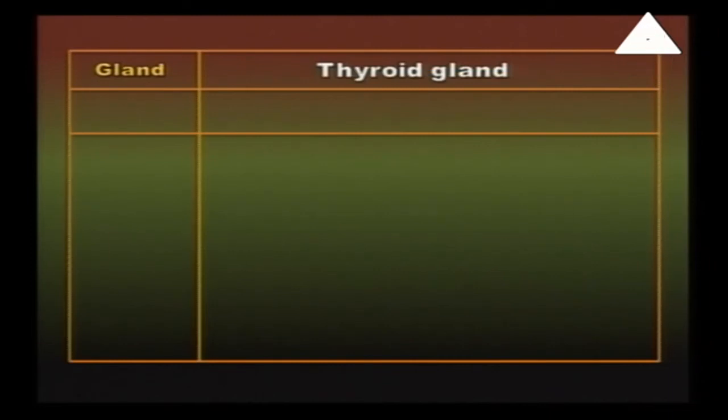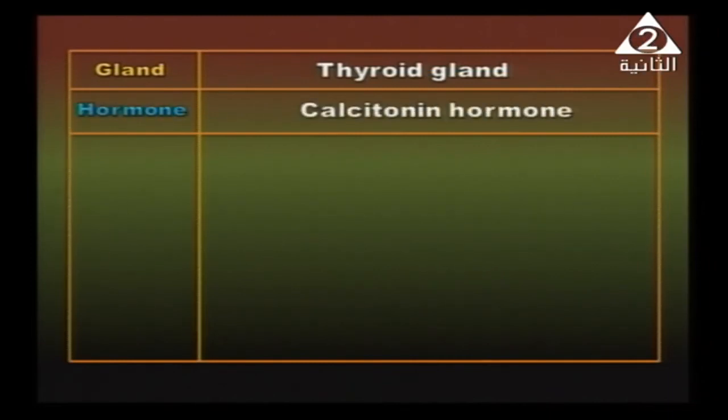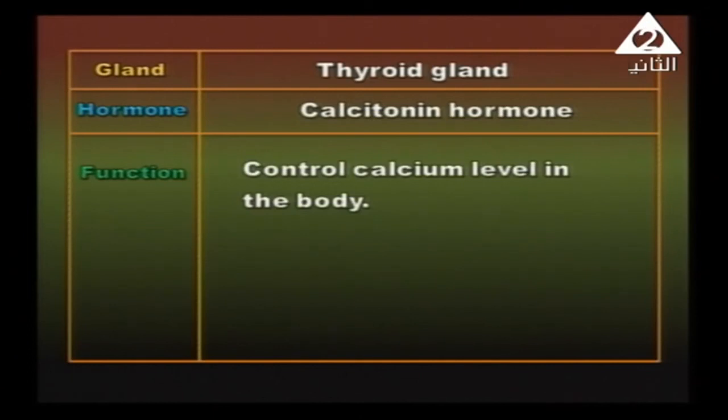The function of calcitonin hormone. Calcitonin hormone is secreted from the thyroid gland. Its function is to control the calcium level in the body. The thyroid gland secretes two types of hormone. The first one is thyroxine hormone, which is responsible for food assimilation and liberation of energy from food. Number two, calcitonin hormone, which is responsible for controlling the calcium level in the body.